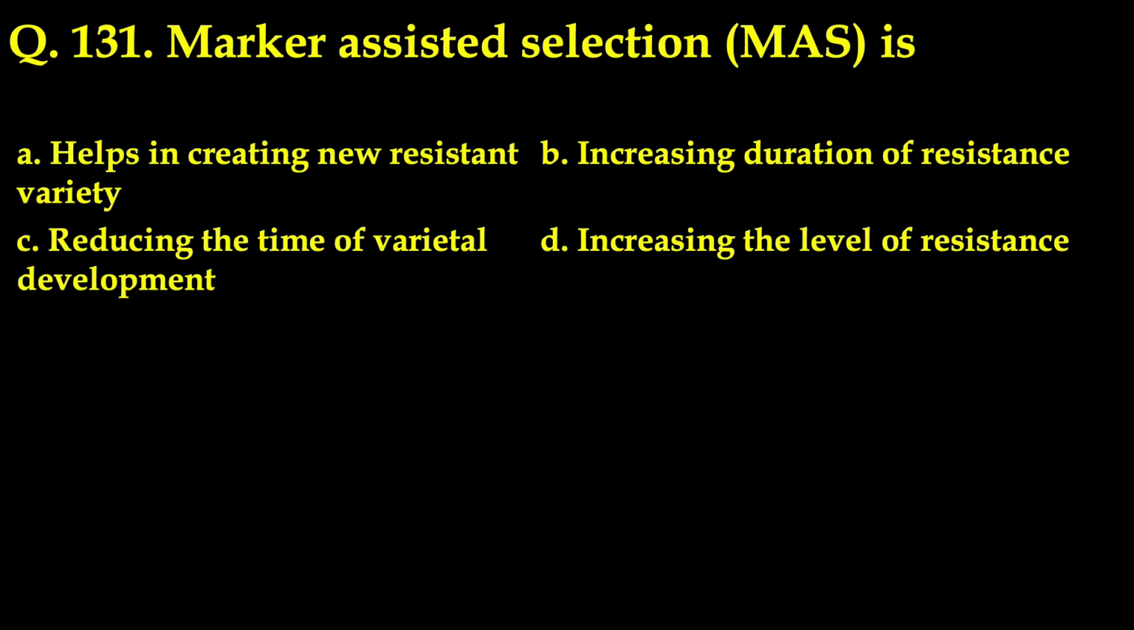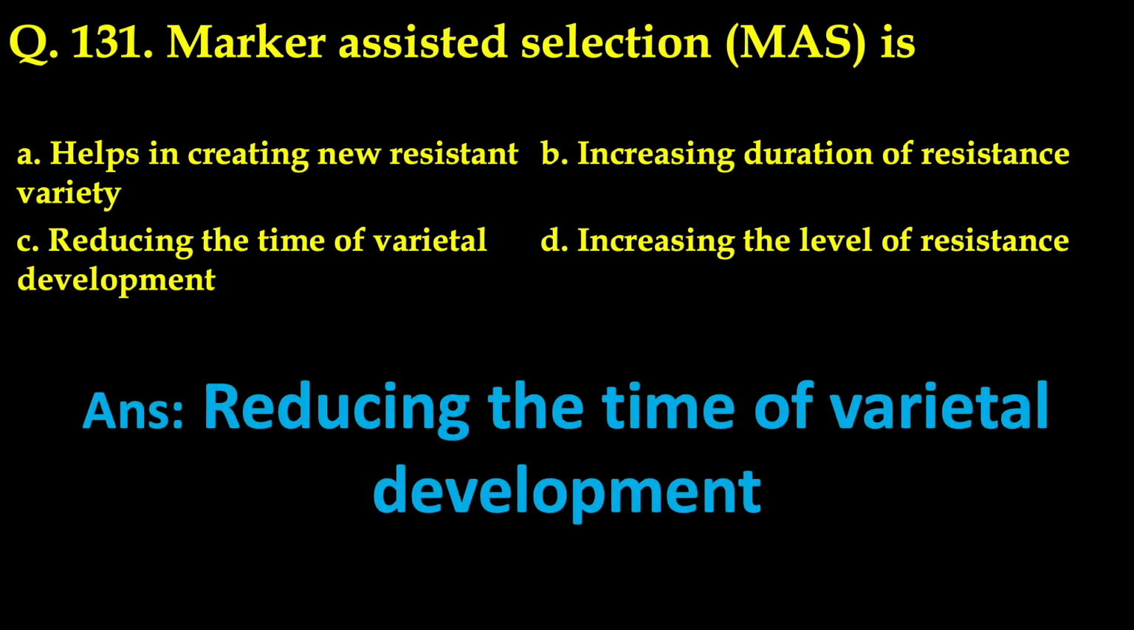Next question is on marker assisted selection. Out of all these four options, the correct answer is reducing the time of varietal development. As you know, marker assisted selection, or MAS, refers to indirect selection for a desired plant phenotype based on banding pattern of linked molecular DNA marker.